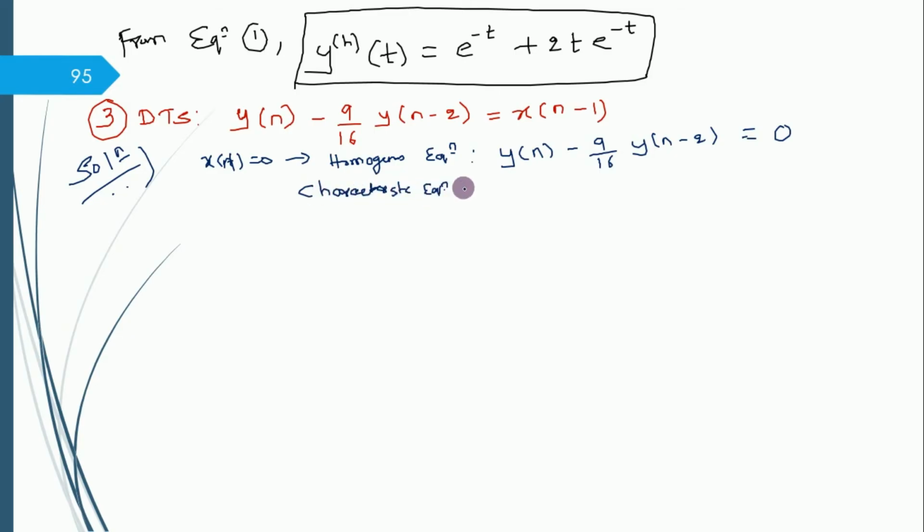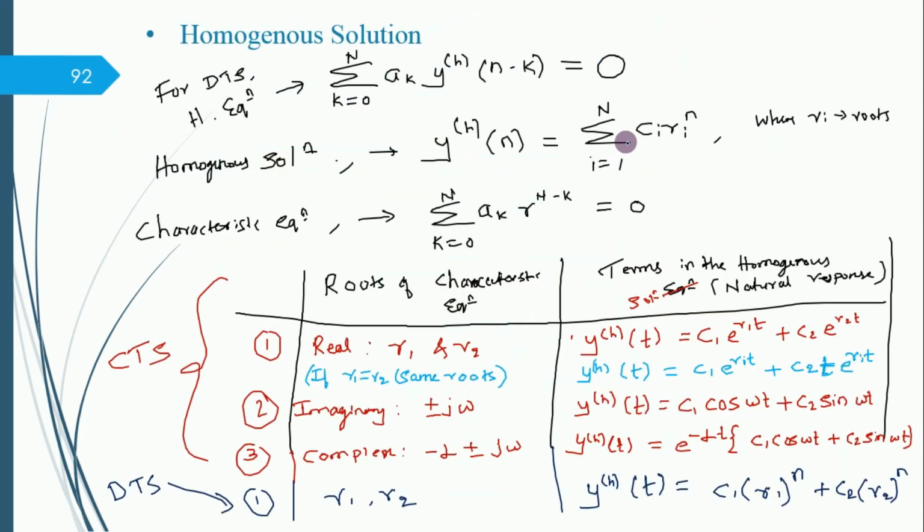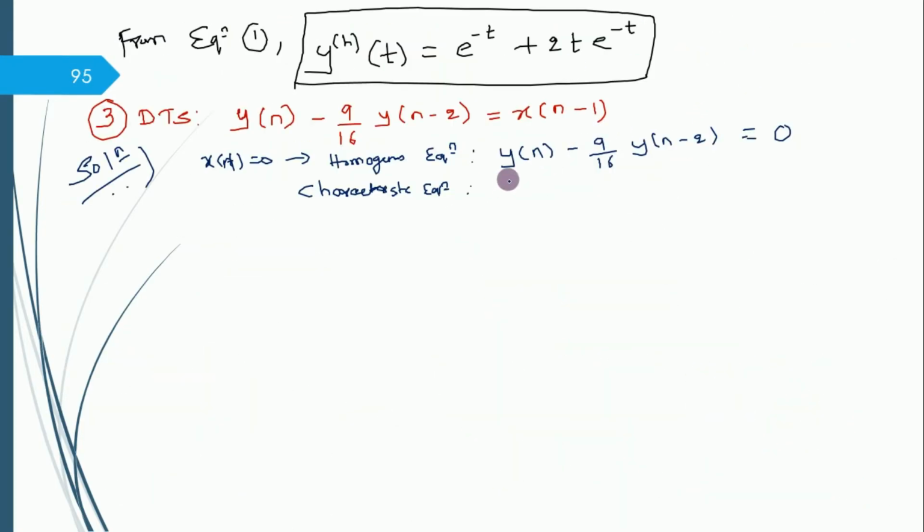I'll show it in the general form. See here, replace y of n minus k with r_i raised to n. That is what you need to write. So in place of y of n, you should just write 1. When you have n minus k something, you have to be very careful. This is as good as k is 0 here. N minus k means minus 0. Minus 9 by 16, y of n minus 2 means r raised to this one I have to write in the index. This is equal to 0.